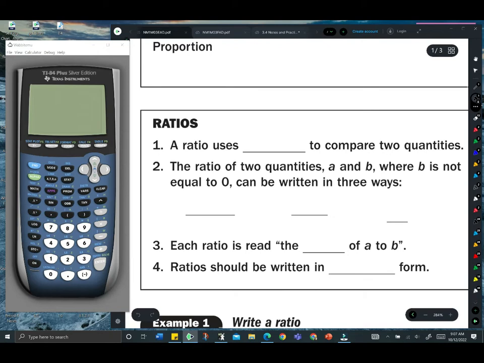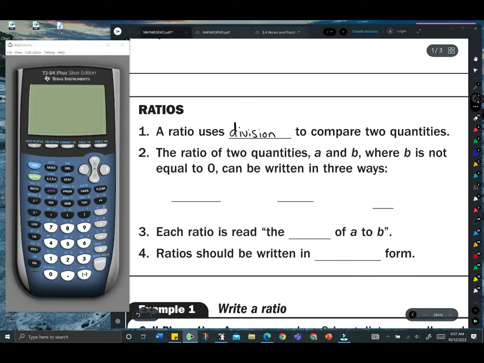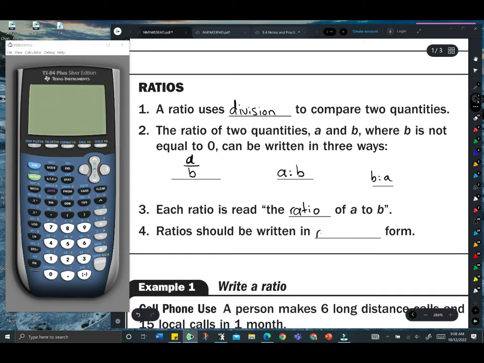So, first off, a ratio uses division to compare two quantities, okay? The ratio of two quantities, say A and B, where B is not 0, can be written in three ways. So we're going to see it as A, that's letter A, over B. We're going to see it as A to B. And we're also going to see it as B to A. It can be either way there. So each ratio is read simply as the ratio of A to B. And they should be written in reduced form.